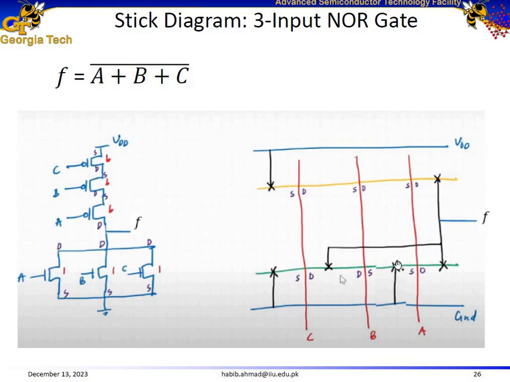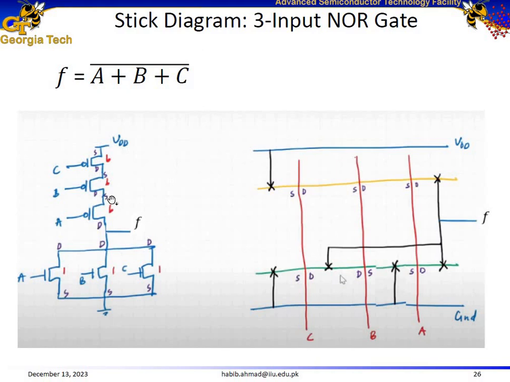Now we need to make connections for the pull-up network as well. The drain of A is connected to the output. This is A. Label this side of A as the drain and connect it to the output. The source of A is connected to the drain of B. So if this side of A is labeled as the drain, then this side automatically becomes the source. Connect the source of A to the drain of B.